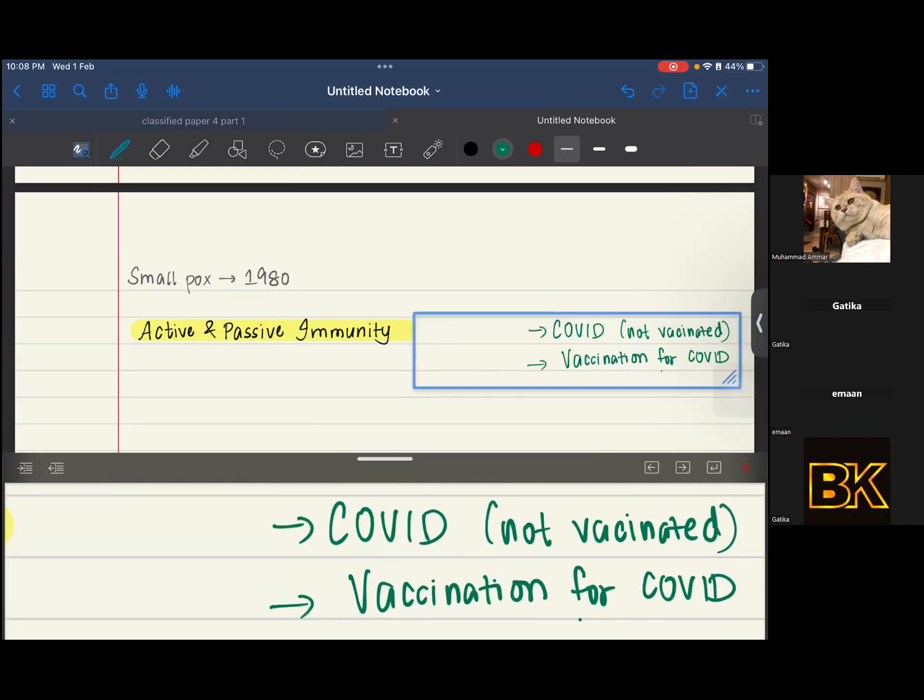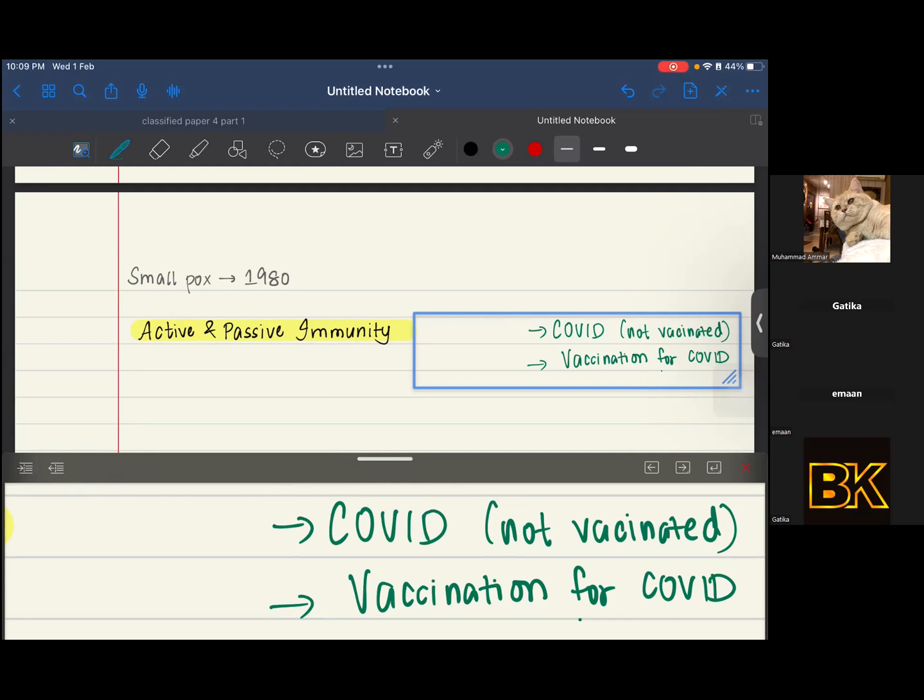Now, first scenario. I got COVID, but I was not vaccinated. When the pathogen comes into my body, its antigens will be detected as foreign by the body's immune system, and it will trigger an immune response. My lymphocytes, my white blood cells, will come into action and make the specific antibody against the antigen for COVID. So my body will try to fight off COVID. It does not have any previous immunity to it, so it has to create new antibodies.